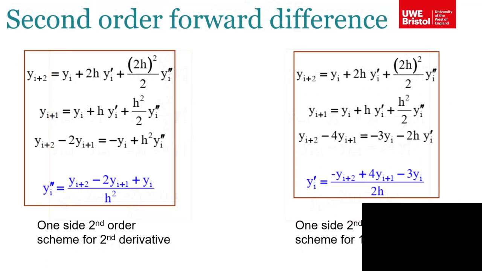And if you go second order forward difference, that will be a forward difference scheme. Second order forward difference scheme, that is for the second order derivative, and that will be for the first derivative. Second order scheme for the second derivative, the first order scheme for the first derivative.